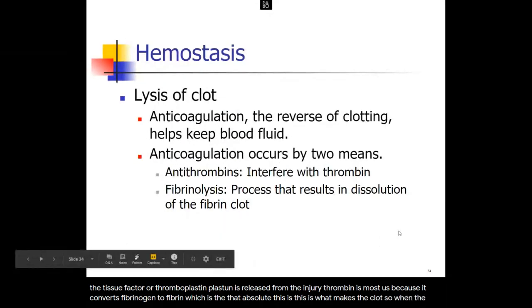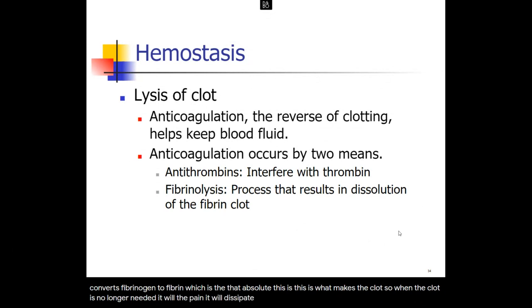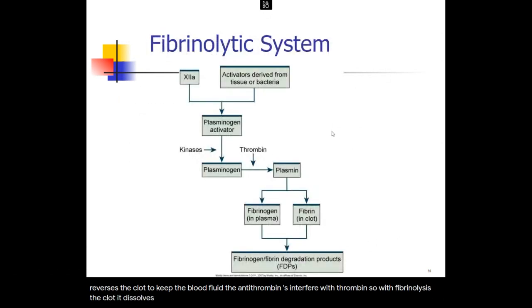So when the clot is no longer needed, it will dissipate through normal fibrinolysis. Using an anticoagulation reverses the clot to keep the blood fluid. The antithrombins interfere with thrombin. So with fibrinolysis, the clot dissolves. And this is part of the fibrinolytic system.